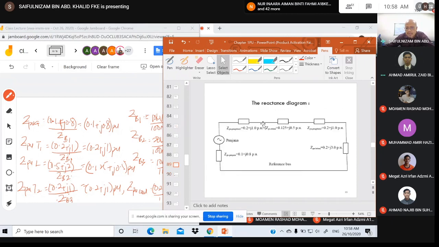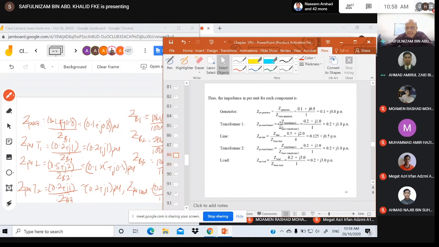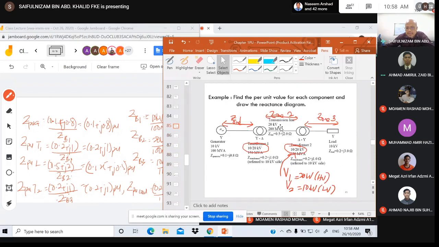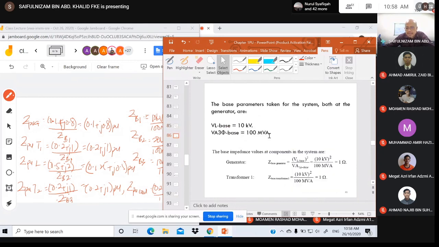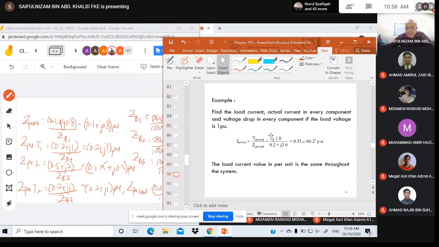So as I said, the load current through this circuit is the same, even though we have the transformer. So the load current will be the same. The difference is the actual current. The actual current at the primary and secondary of the transformer is different because of the different value of the base current. Okay.